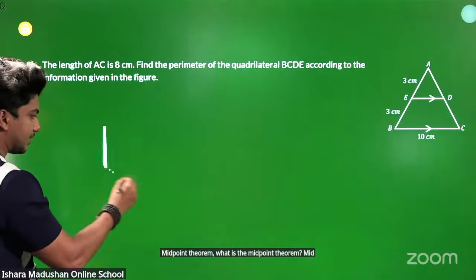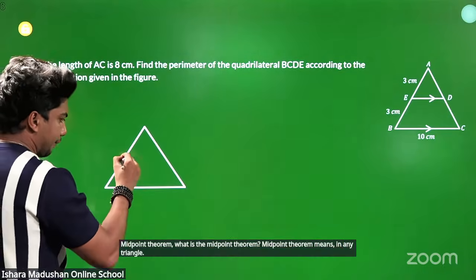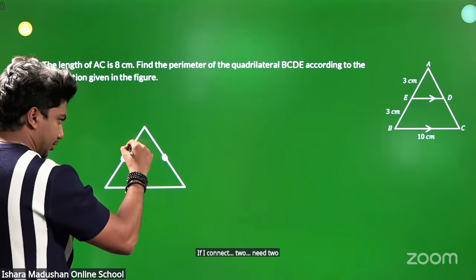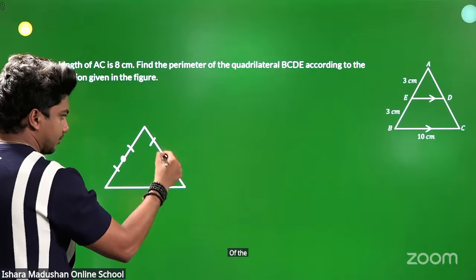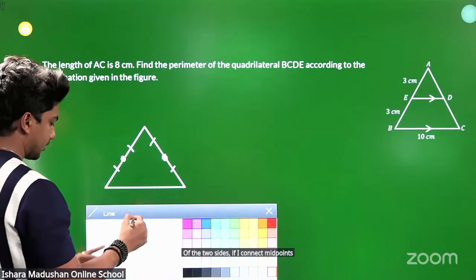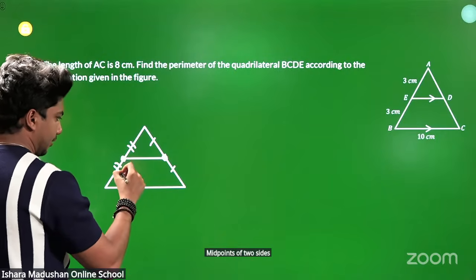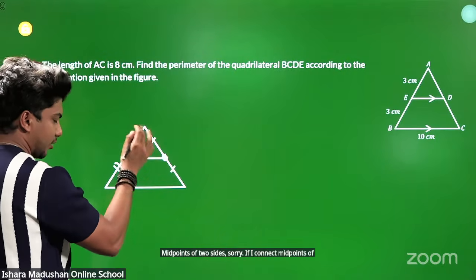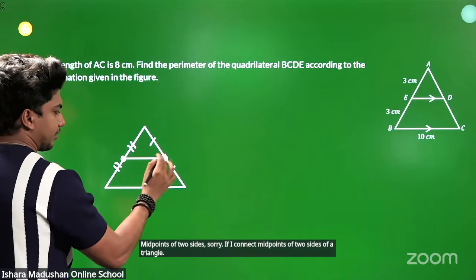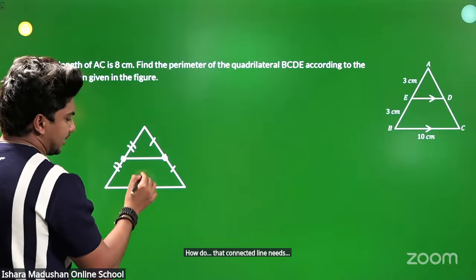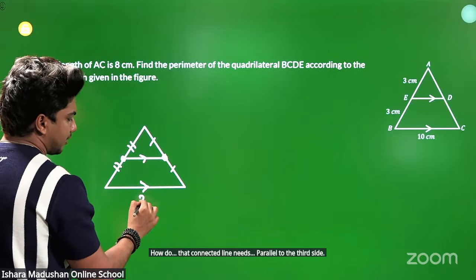Midpoint theorem means in any triangle, if I connect the midpoints of two sides of a triangle, that connected line is parallel to the third side and half of the third side.